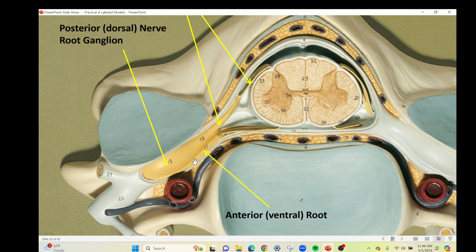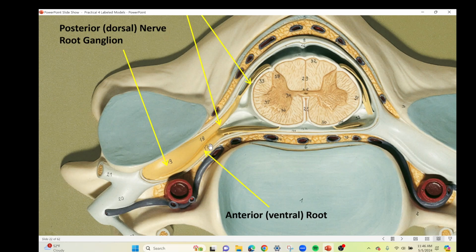And then in the front here, all of that is the anterior root. So sensory information comes in the posterior root, and then it goes into the posterior horn. Motor information leaves the anterior horn and goes into the anterior root. Right, so sensory information always goes in the back. Motor information always goes out the front.